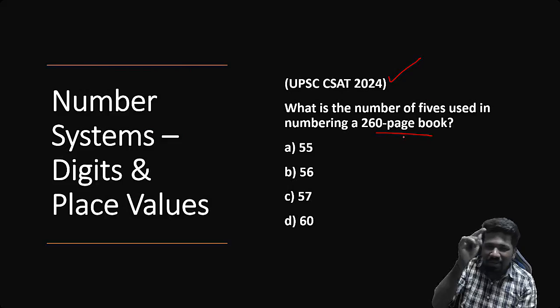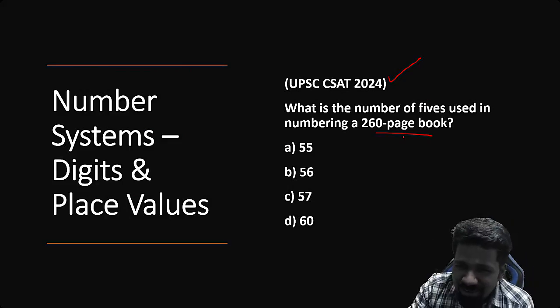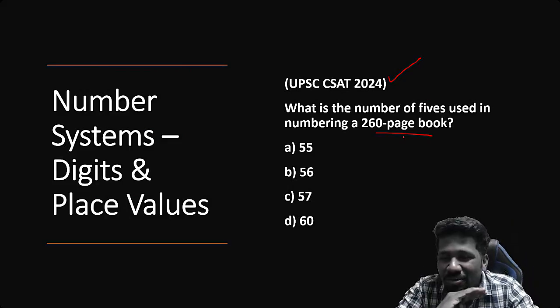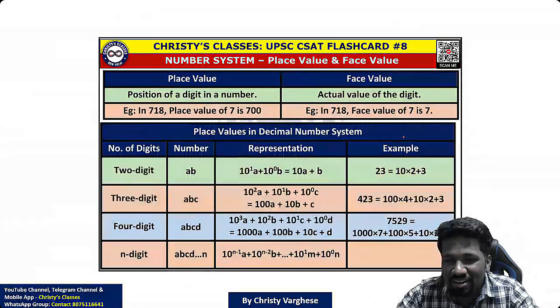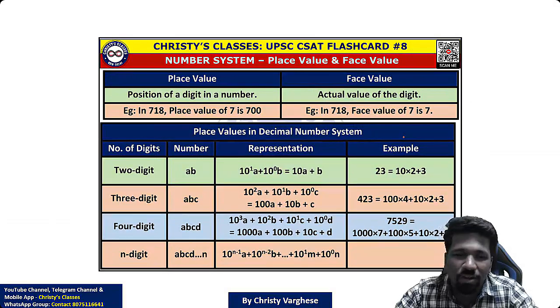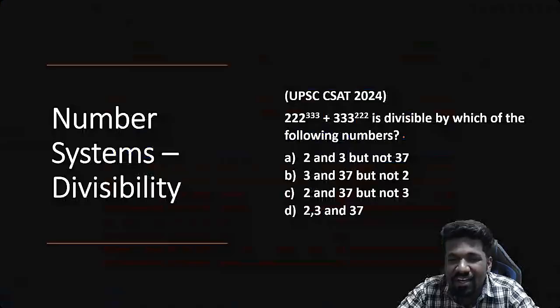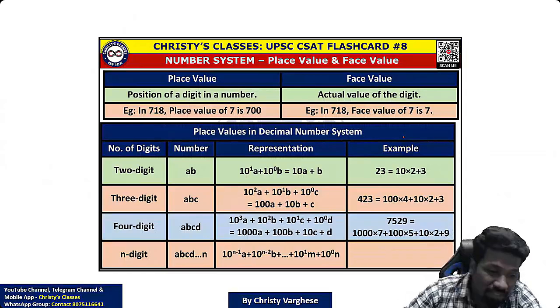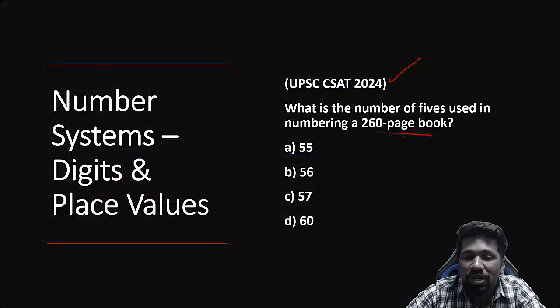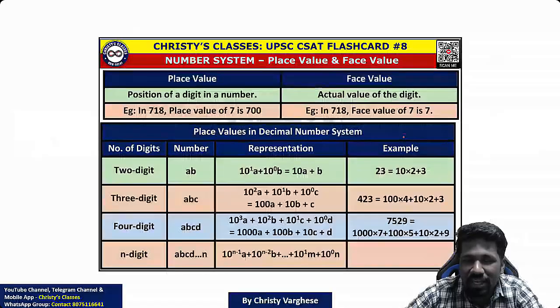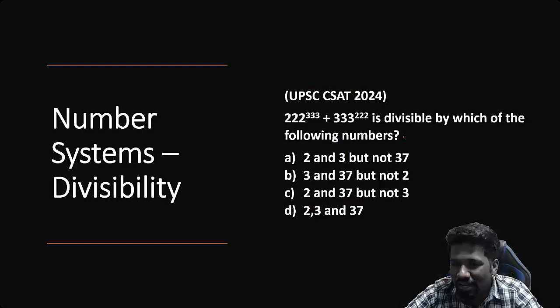Writing all the 260 numbers one by one and counting is not practical at all. So you should know about place value, face value, how numbers are created, what the different types of number systems are, etc. Then this question is super easy. So that is the second topic. The third topic is divisibility.